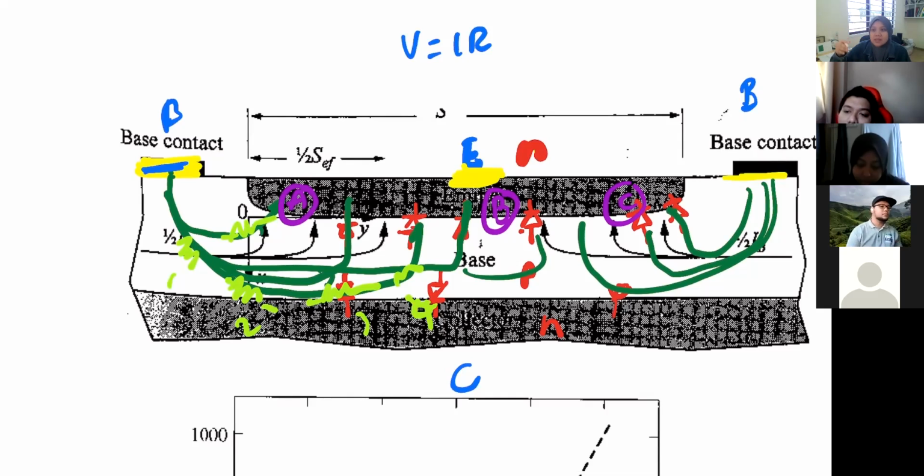Emitter crowding means the current is crowded at a certain location or a certain space, which means that the current is crowded at A and C. What happens when a lot of current is tertumpu, localized in one small region? If a lot of current is flowing in a small region, what will happen?